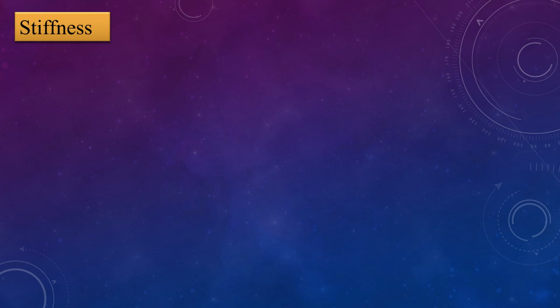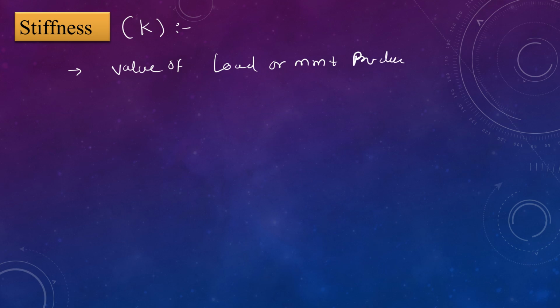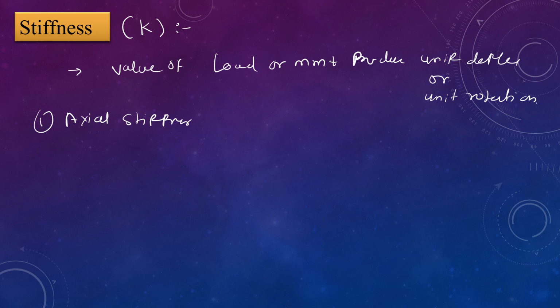Stiffness is represented by K. Stiffness is the value of load or moment that produces unit deflection or unit rotation. Okay, there are two types of stiffness. The first is axial stiffness, and the second is bending stiffness.